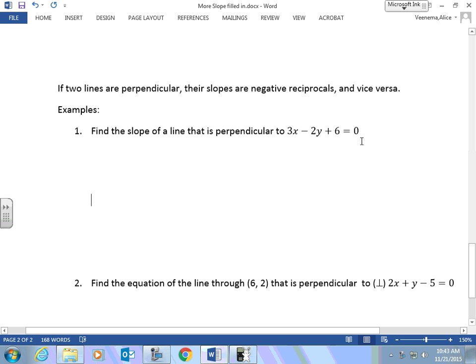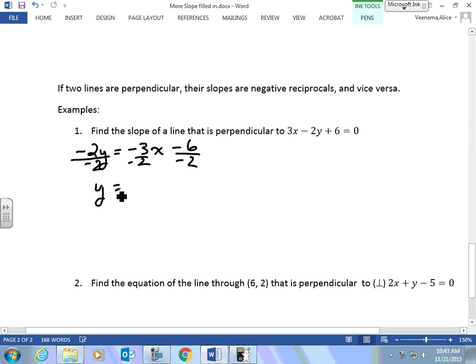So let's do this first example. Find the slope of a line that's perpendicular to 3x minus 2y plus 6 equals 0. So first we need to find the slope of that particular line. So again, we'll leave our y term on the left and subtract 3x and subtract 6 from both sides so that those end up on the right. So we have negative 2y equals negative 3x minus 6. We'll divide everything by -2 to get 1y. So we end up with y equals 3/2 x plus 3. So the slope of that line is 3/2.